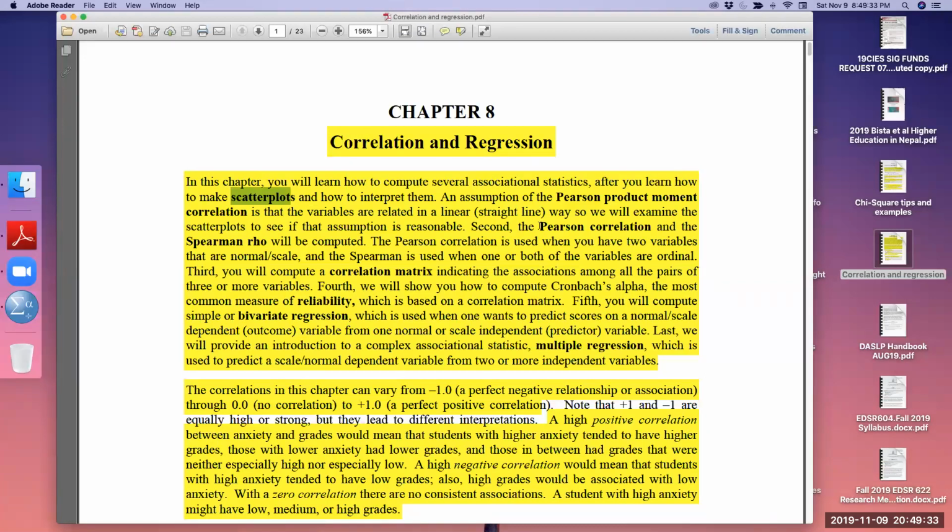Also, there are two types of correlation, Pearson correlation or Spearman rho, depending on the normality of your data points. The Pearson correlation is used when you have two variables that are normal or scale, but the Spearman is used when both variables are ordinal. So remember the words scale, normal, and ordinal.